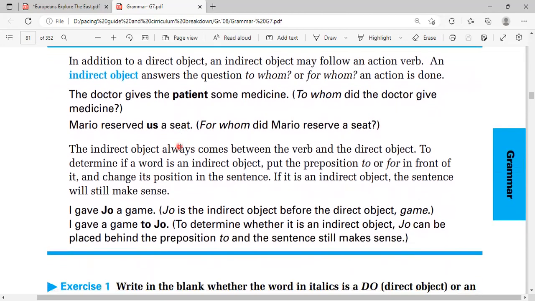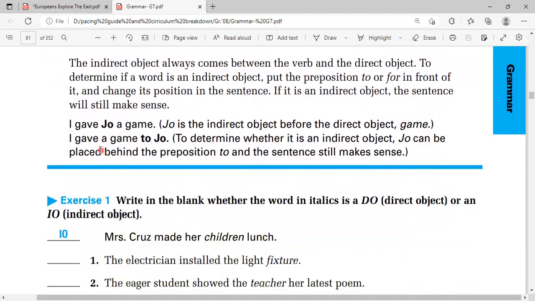After this, the indirect object always comes between the verb and the direct object, to determine if a word is an indirect object. For example, as you see now: I gave Joe a game. I gave a game to Joe. Exactly. So Joe now is the indirect object, because he gets the object.